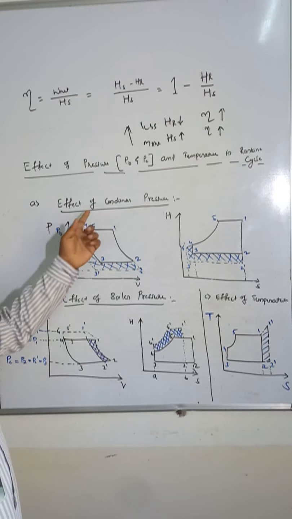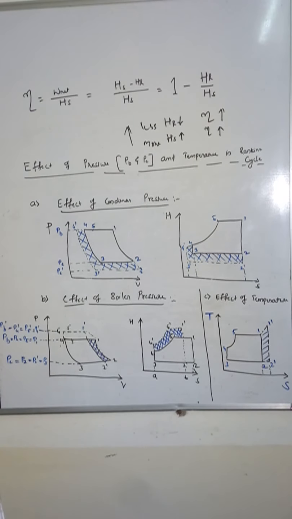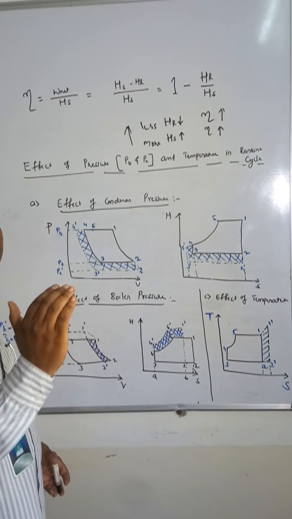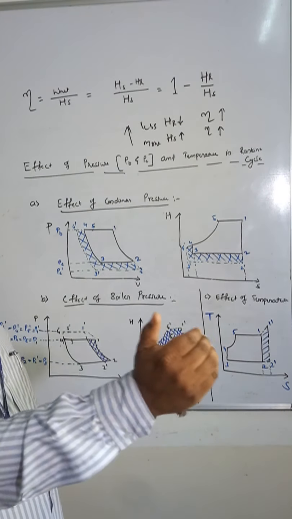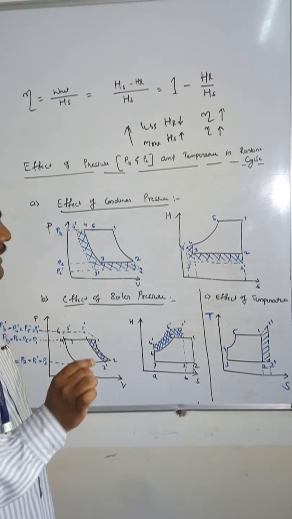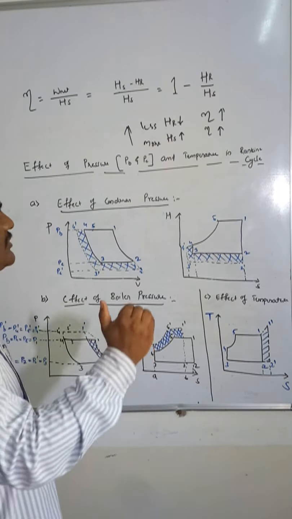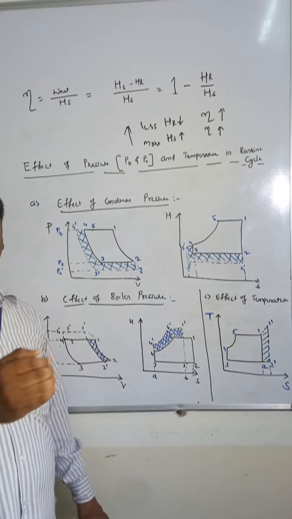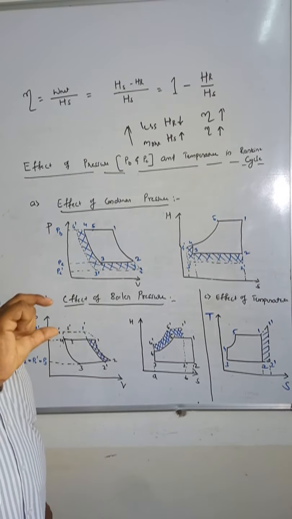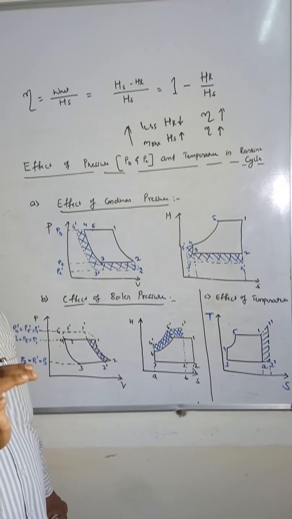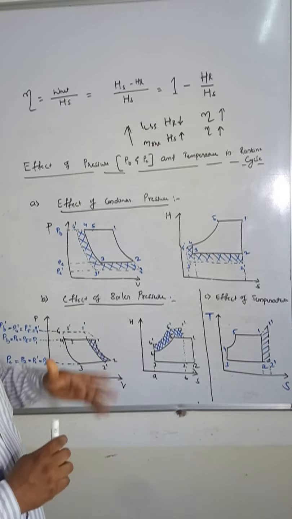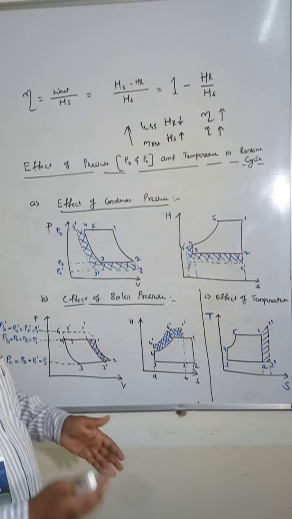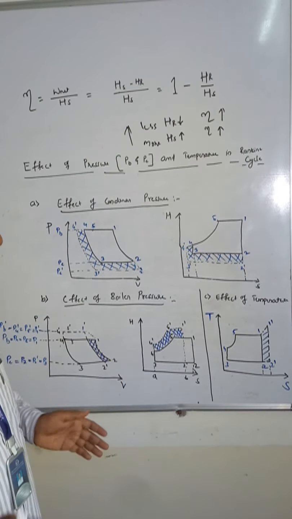So first one we will see the effect of condenser pressure. Condenser pressures are P2 and P3, right? The condenser is again converting wet steam to liquid. But here we have one limitation. We cannot reduce the condenser pressure below a certain limit, or the water converts into ice or something. So we have a certain limit of condenser temperature, right? Below that we cannot go to increase the efficiency. Again it becomes a waste and it's not practical, right?